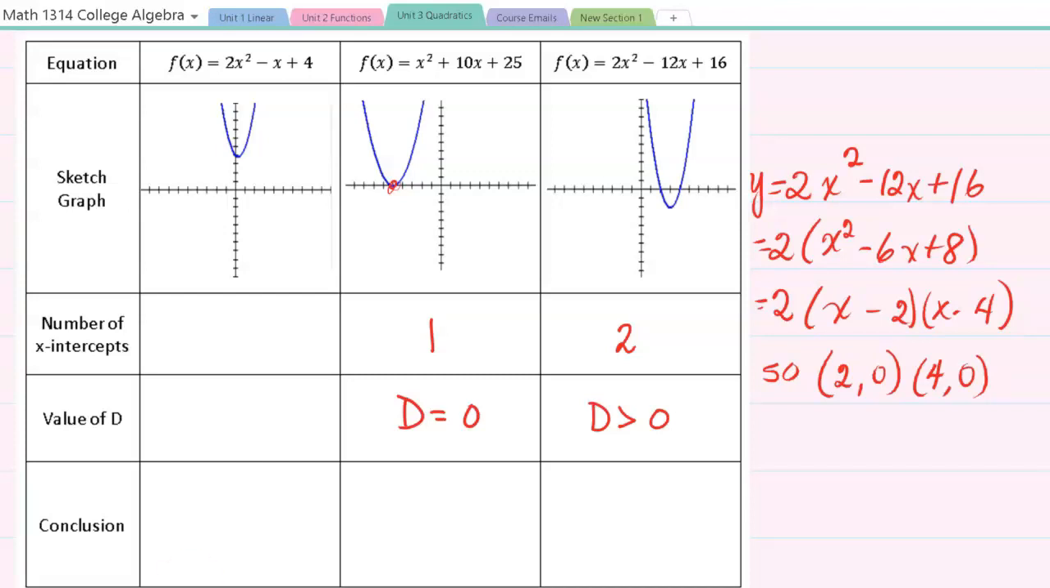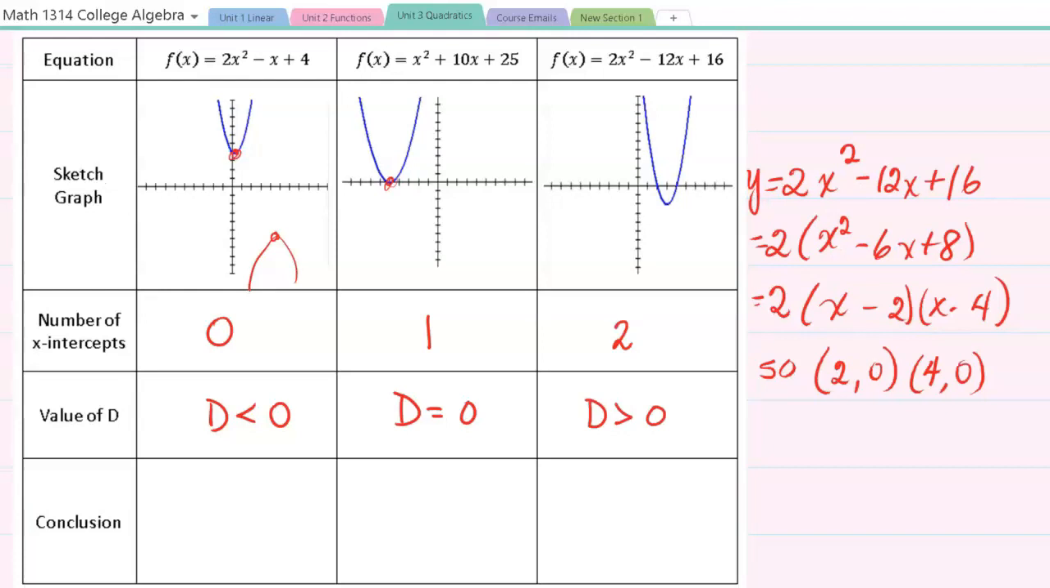If big D is negative, I know I will get two complex solutions, and this means that my graph will never touch or pass through the x-axis. This means that the vertex of the graph is either above the x-axis and opening upward, or the vertex is below the x-axis and opening downward. In either case, the graph stays away from the x-axis.